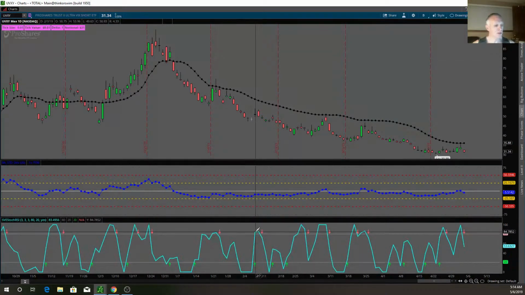This paints the picture, tells you in a bearish trend when you are most likely to sell. Yeah, I missed that one right there. This little sell right here, yeah, that was a good one too. Okay.